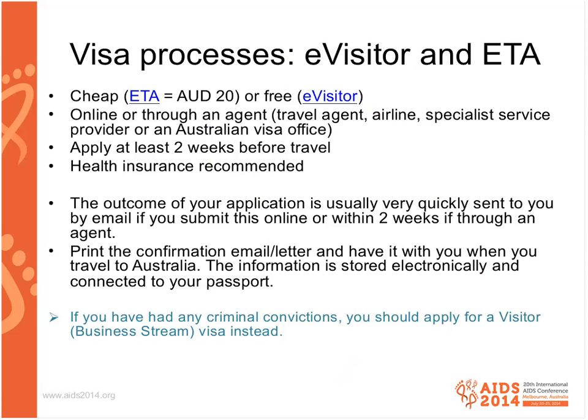So what we call the simpler processes are the e-Visitor and ETA. Now the ETA is quite cheap, it's only 20 Australian dollars to process, and the e-Visitor is actually free. You can do both of these either online or through an agent, and that can be your travel agent, a specialist service provider, or an Australian visa office.